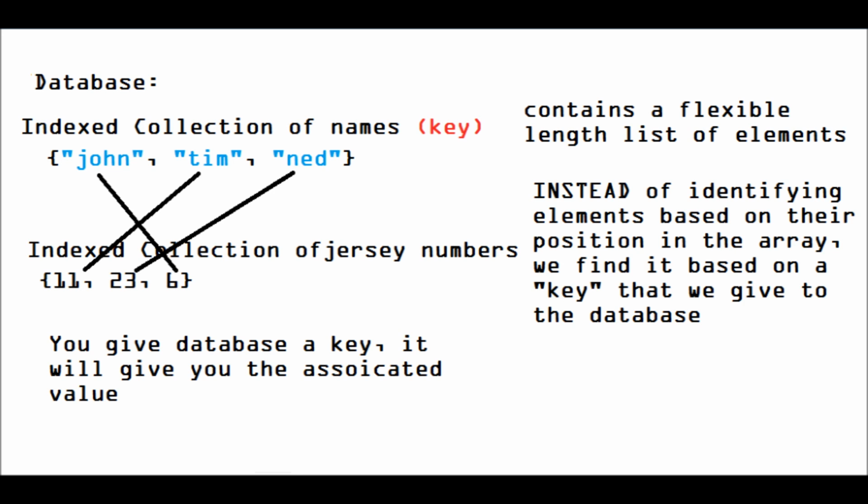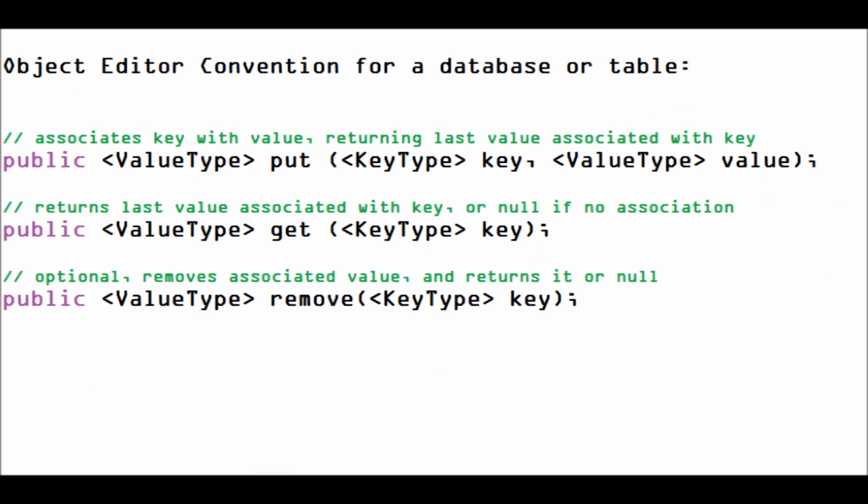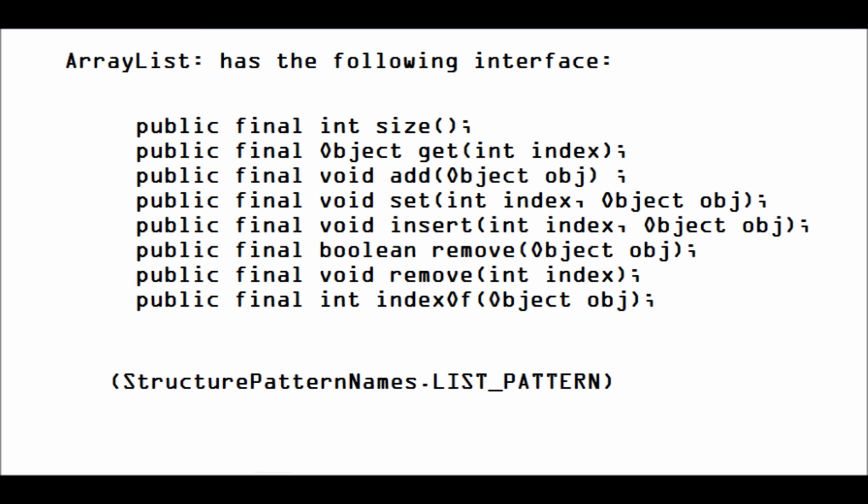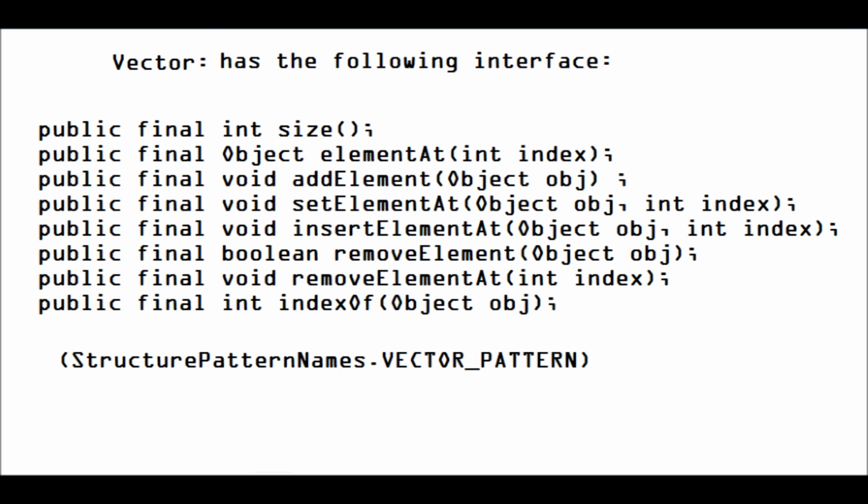So the object editor convention for making this database, here it is. It's in Dwan's documentation. There's also a thing called an array list there, and it's basically an indexed collection. There's also something called a vector, which is a little bit of a fancier version of an array list, has more properties to it.